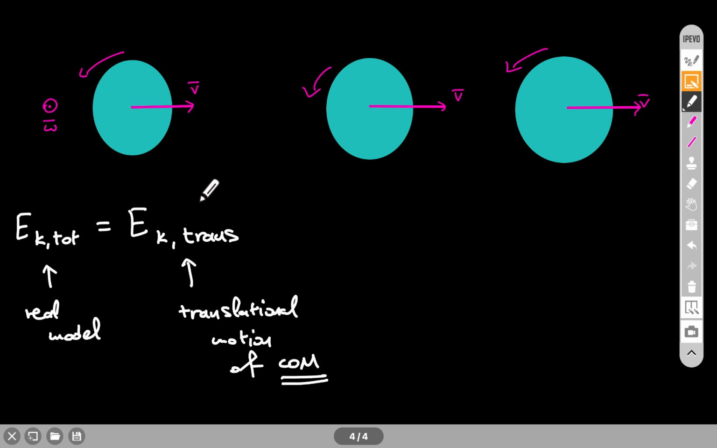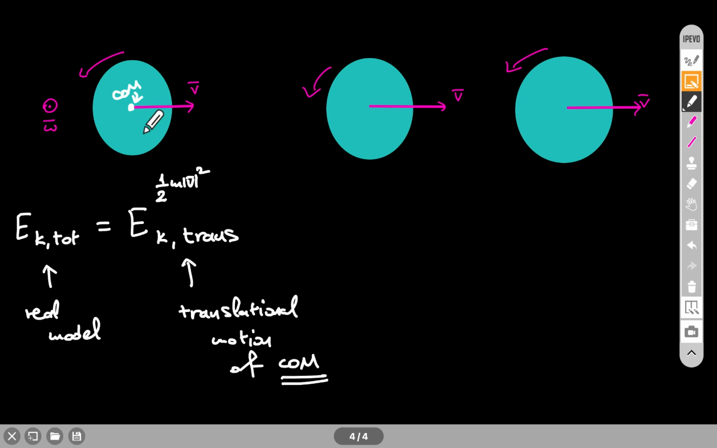Which means for EK translational, I'm looking at the center of mass. Now I'm assuming the center of mass is here. I'm looking at how this moves. And the center of mass is just a point. So to calculate EK translational, I will use 1/2 mv squared, assuming that this thing is not moving very fast compared to the speed of light. So I'm looking at the translational kinetic energy of the center of mass, which is a point, and I'm going to calculate that, typically 1/2 mv squared.